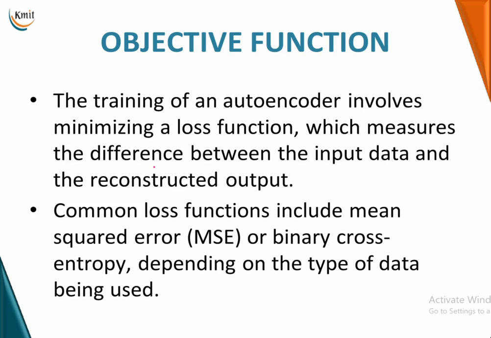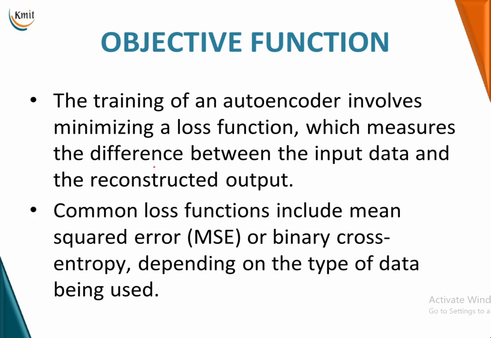Now what happens next is we are going to have an objective function also, because training of an autoencoder requires minimization of a loss function. For that you require an objective function which will be able to measure the difference between the input data and the reconstructed output that is present there.